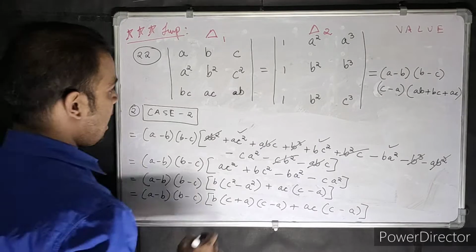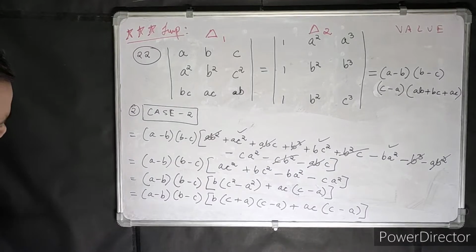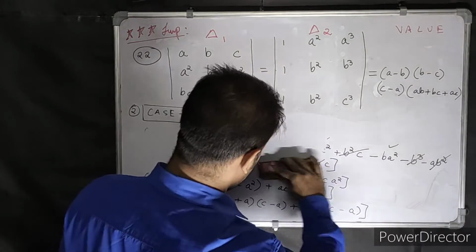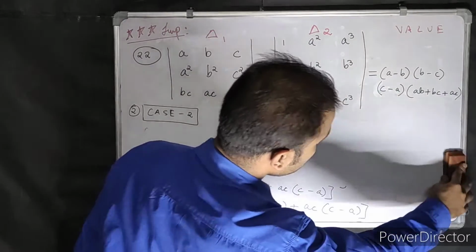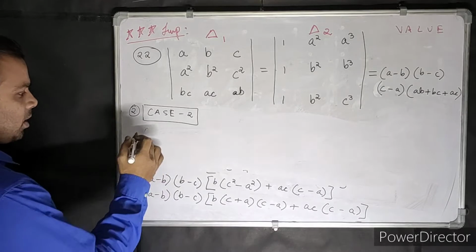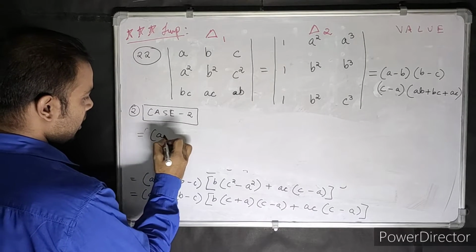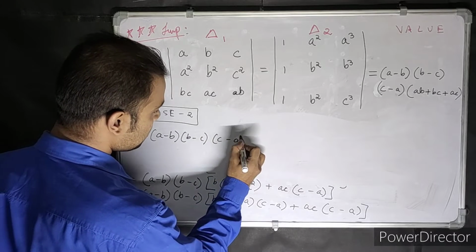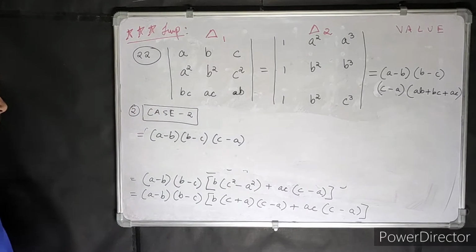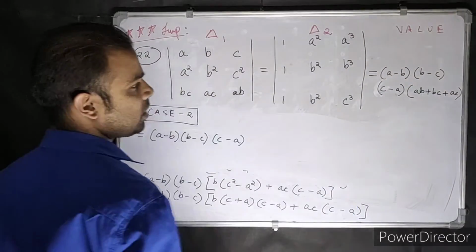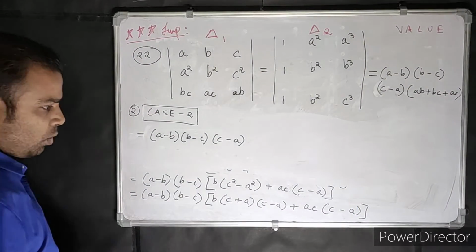One more step I want to write. Let's rub out and write the one more step, because you need to watch what the next step is. As the last step, take out C minus A common from here. That is A minus B, B minus C, C minus A came out as common. So you got these three terms. You're done with your work.